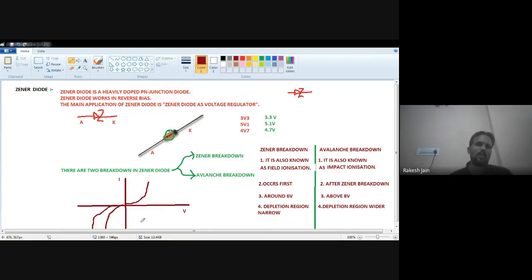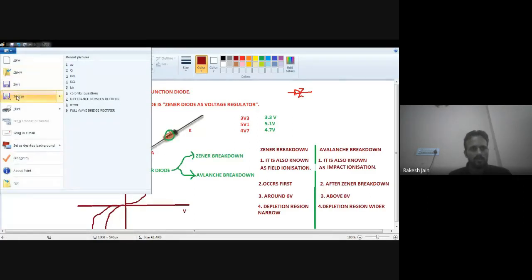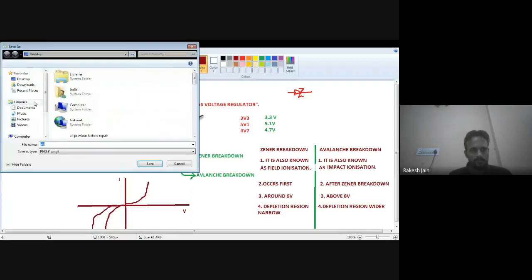Now I am teaching you how the Zener diode can be used as a voltage regulator. If you have any query just after the completion, you will ask me, and I will solve those queries. Okay. Now I am showing you the Zener diode as a voltage regulator. Wait for a while.